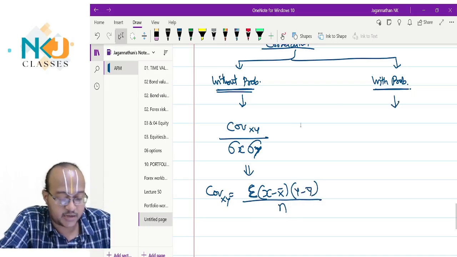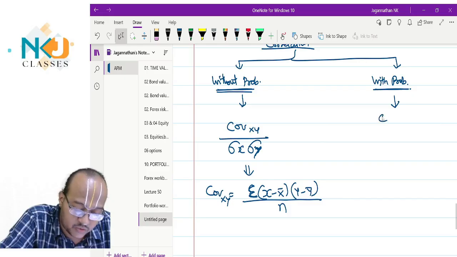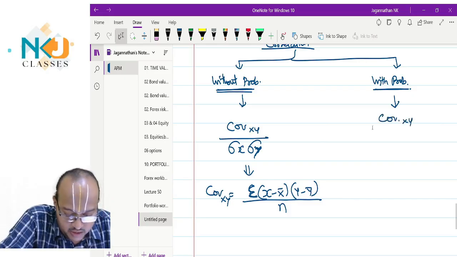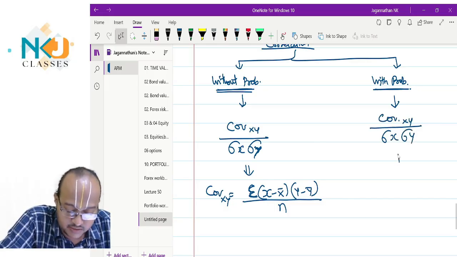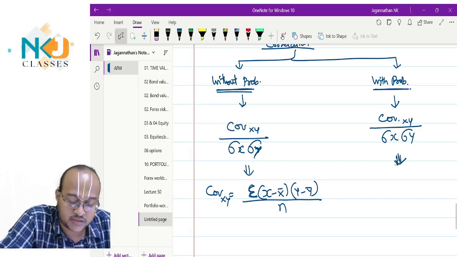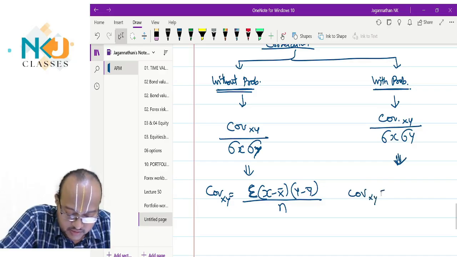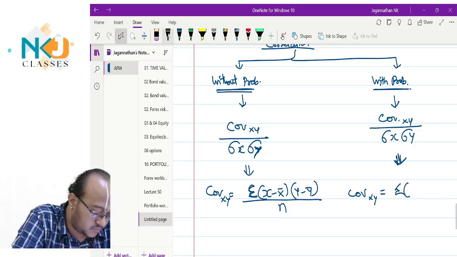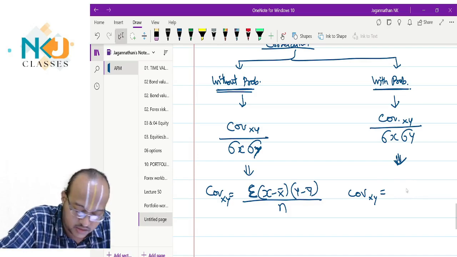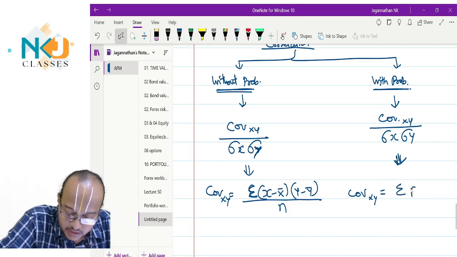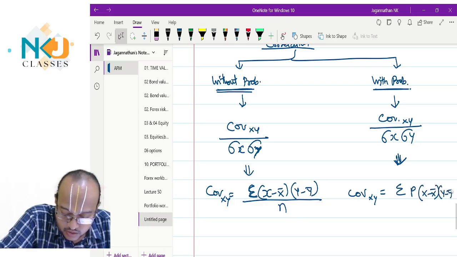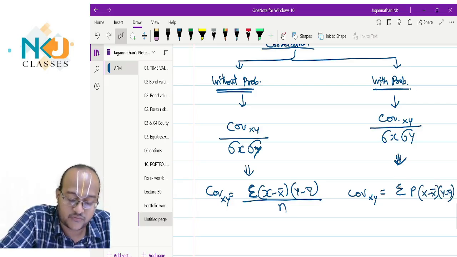Now with probability, come back here. With probability, you will do covariance of X and Y divided by sigma X into sigma Y. This will remain the same, but the covariance will change. How will the covariance change? See, covariance of X and Y is equal to summation of P into (X minus X bar) into (Y minus Y bar), where P is the probability. This is the formula. Are you understanding?